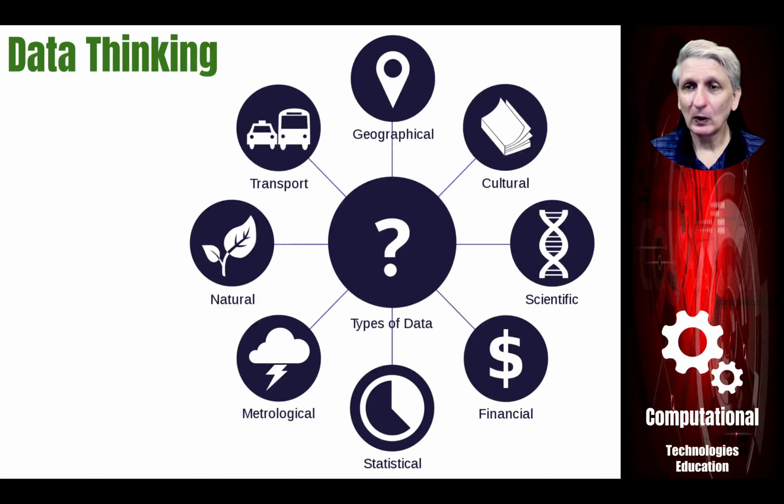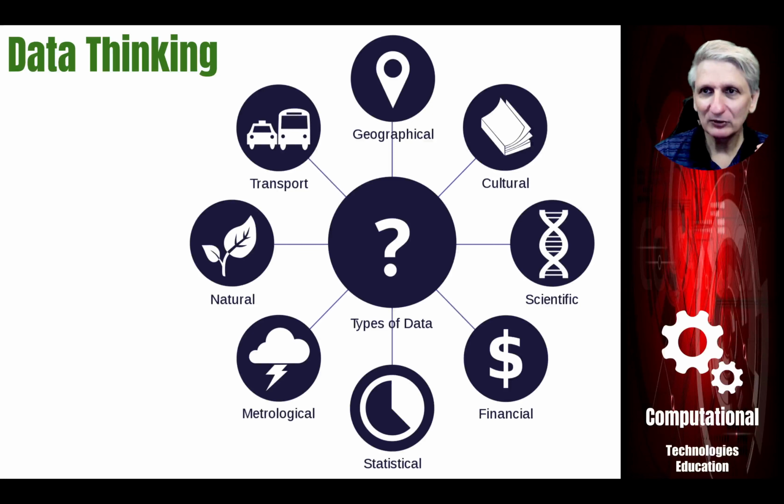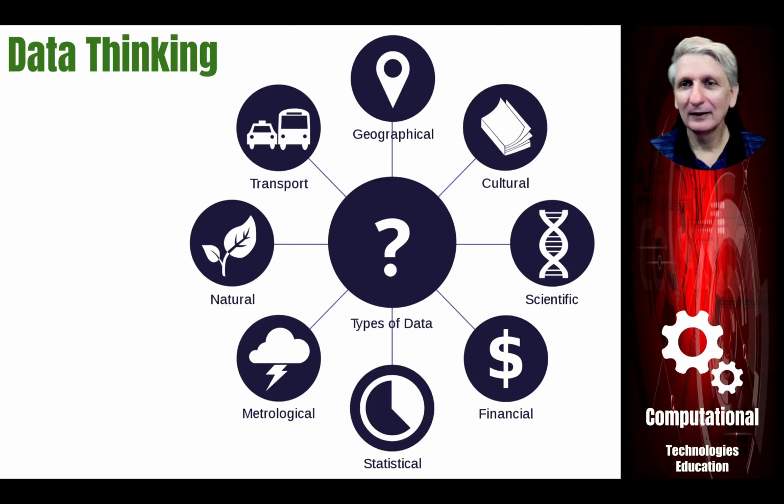And data is involved in almost all aspects of our lives. There's a huge amount of geographical data: the distances we have to travel, the angle or the direction we have to go to get there, the heights we have to go up and down. There's cultural data, there's scientific data, financial data, statistical data, meteorological data, natural data, transport data, and thousands of others. So every aspect of our world can be broken down and explored as data. And systems thinking allows us to do that in a way that can structure that and look at how that data interrelates. But data thinking allows us to understand that the world is comprised of data.